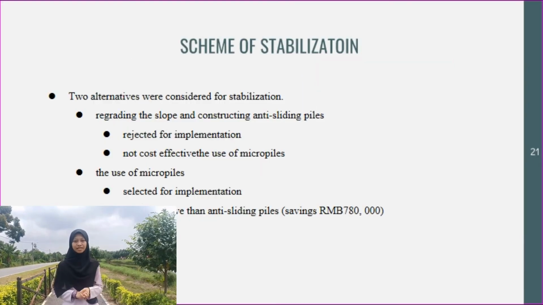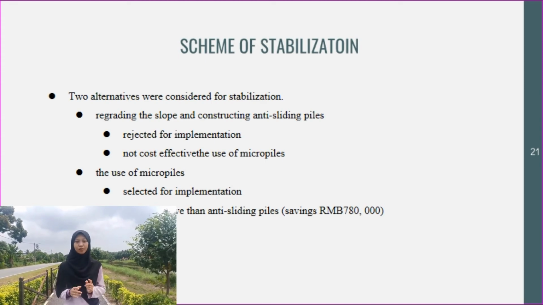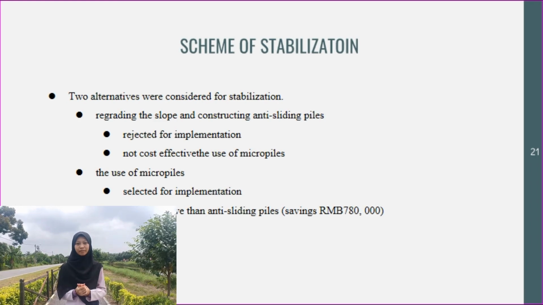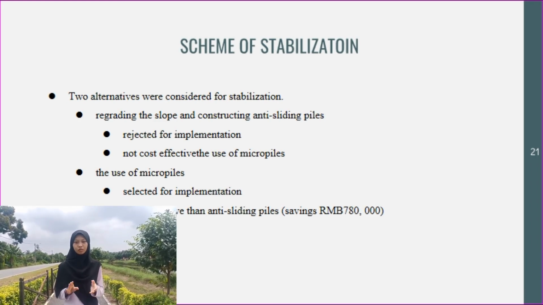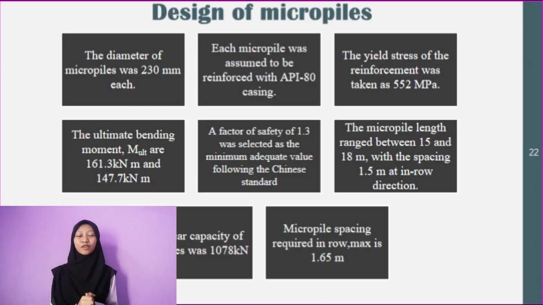Scheme of stabilization. Two alternatives were considered for stabilization. One alternative was constructing anti-sliding piles, and the other one was the use of micropiles. The anti-sliding piles were rejected because they were not cost-effective, while the use of micropiles was selected because it is less expensive than the anti-sliding piles. Next, the design of micropiles.